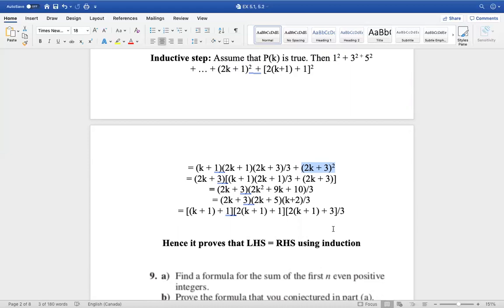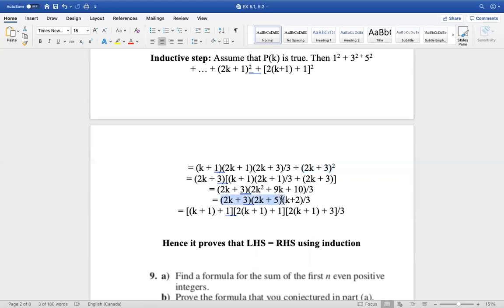Can we leave it as 2k plus 3, 2k plus 5, k plus 2? Can we leave it as that? 2k plus 3, which one? This one? No, this one, the second to the last line. This one? Yeah, can we leave it as that?